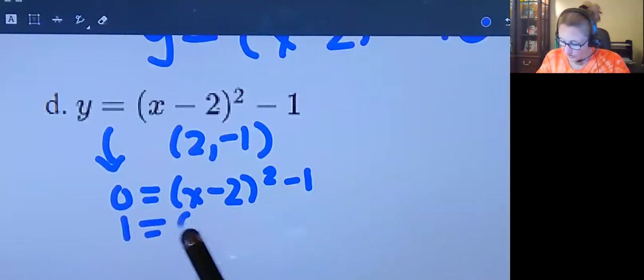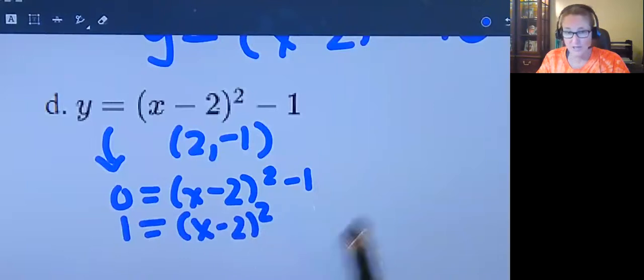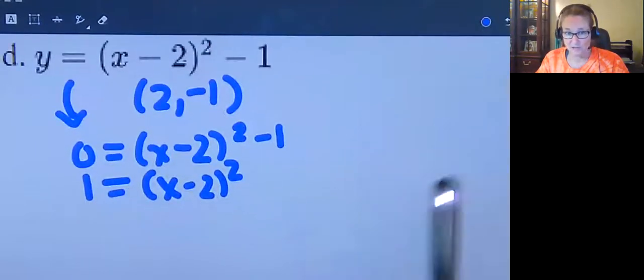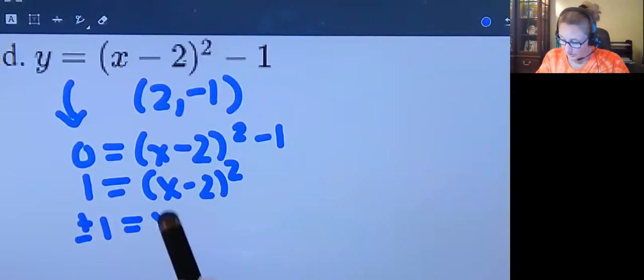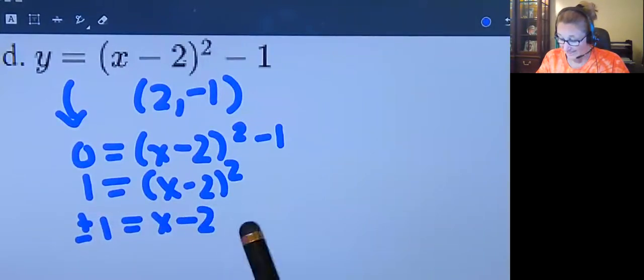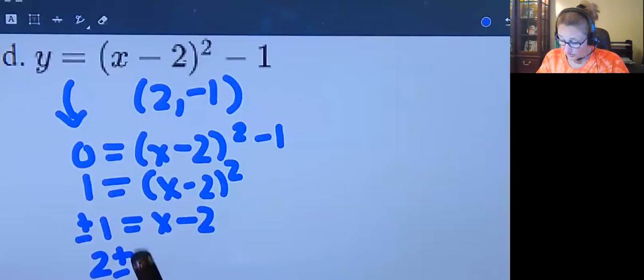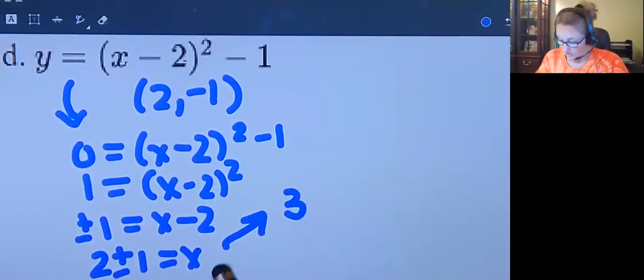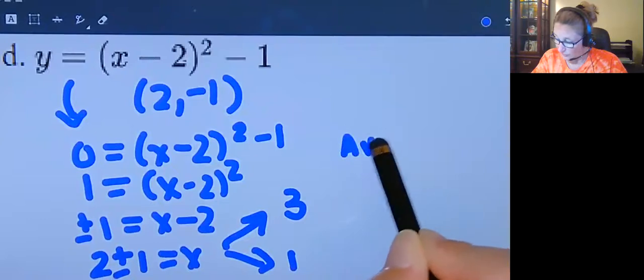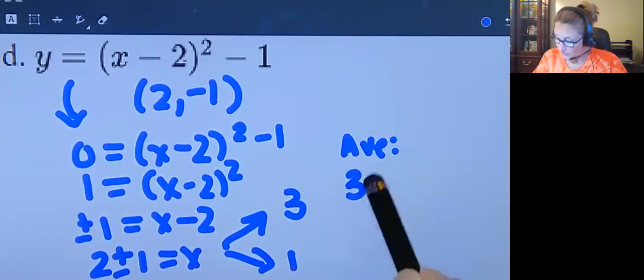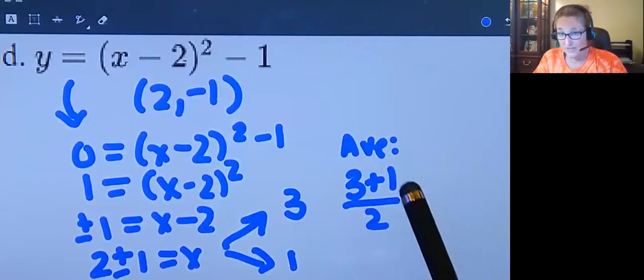So I'm going to add 1 to both sides. So I get x minus 2 squared. I'm going to take the square root. So when I take the square root of 1, I get a plus minus 1 equal x minus 2. I'm going to add 2, so I get 2 plus or minus 1 equal x. So I'm going to get two answers, 3 when I do 2 plus 1, and 1 when I do 2 minus 1. And again, if I average my two x-intercepts, 3 plus 1 over 2, I get 4 over 2, which is 2.